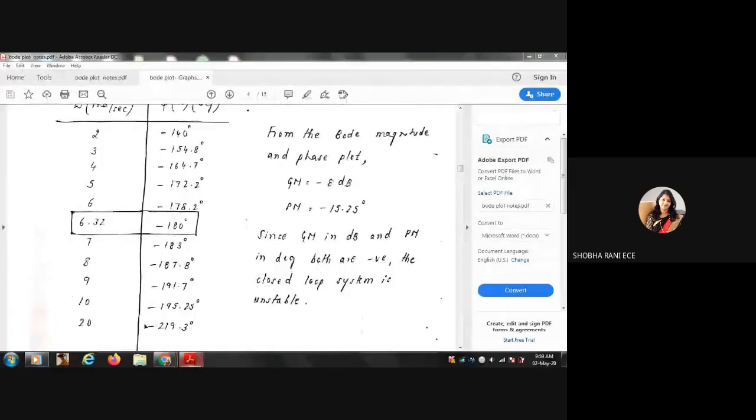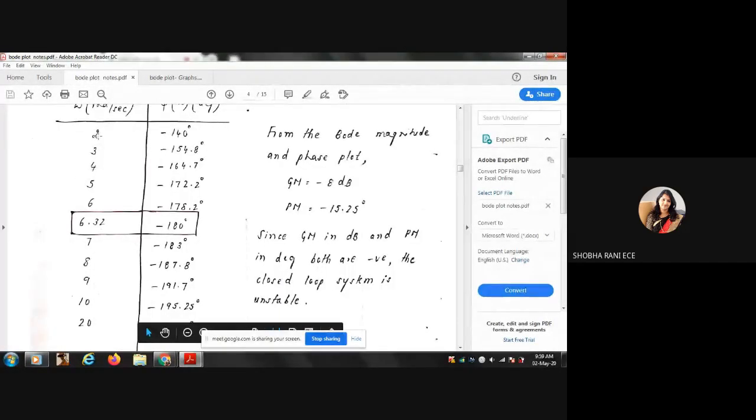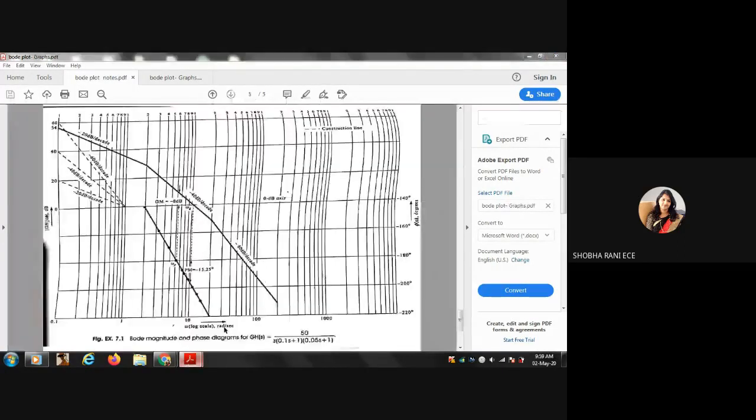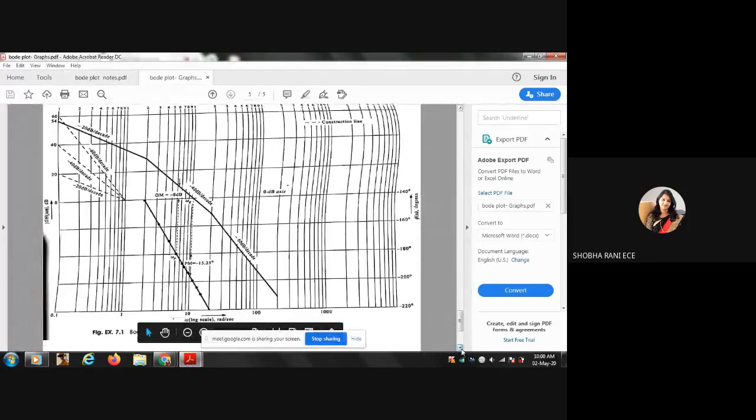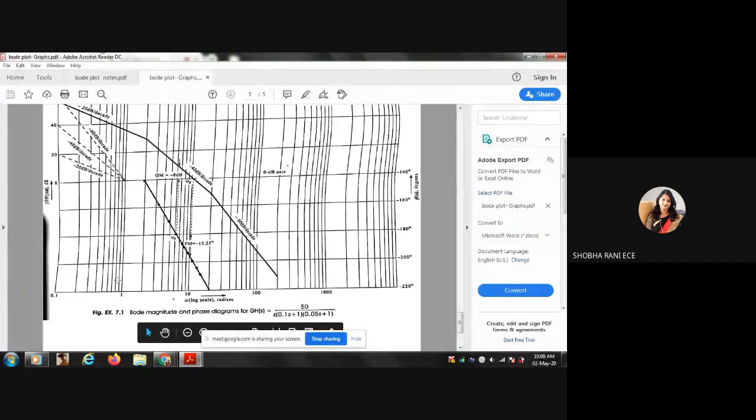I'll just take one value here. For 2 radians per second, the angle is minus 140 degrees. So you can see here for 2 radians, omega is equal to 2. So omega equal to 2 is this line. The phase angle is minus 140. So see where minus 140 will intersect. Just mark this point here.